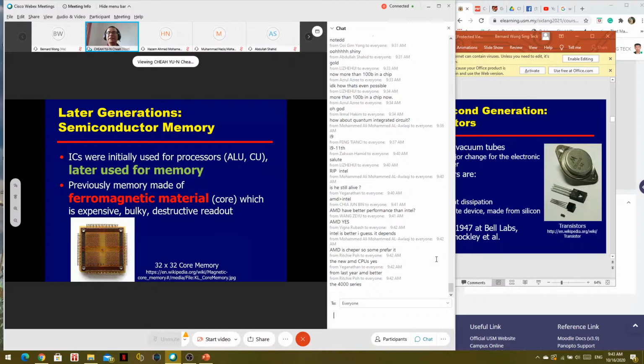Then from the integrated circuit kind of computers come the later generation ones that we know today. So they use semiconductors. These semiconductors were also used for memory as well. And this memory, in the early stages, used ferromagnetic material, which means those materials are magnetic. One example on the screen here is the core memory.